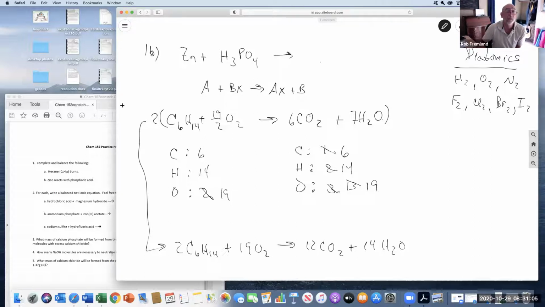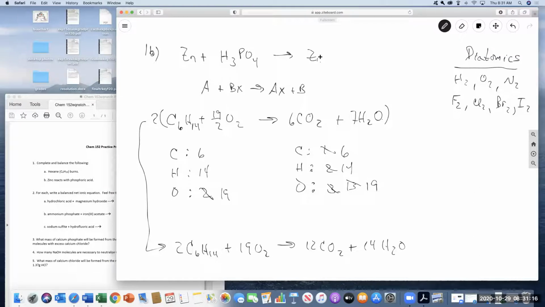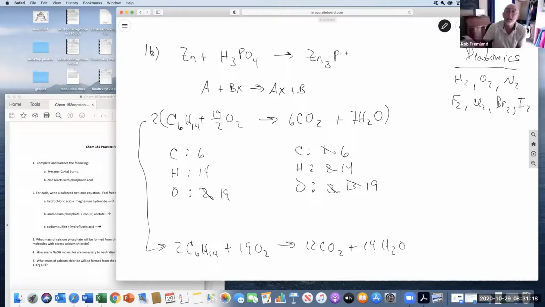And in this case, we're just going to assume that this reacts because the way the question is written, complete and balance it. So the zinc is going to replace the hydrogen. Now, zinc forms a +2. So it's going to be Zn3(PO4)2. And then getting to that, your last question, it's going to knock the hydrogen off, and the hydrogen will be a 2.